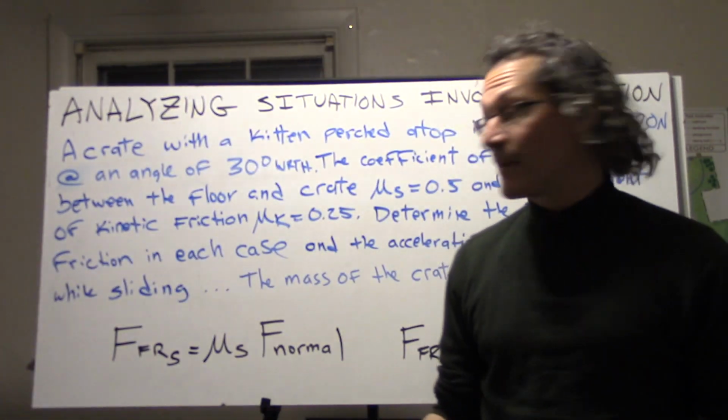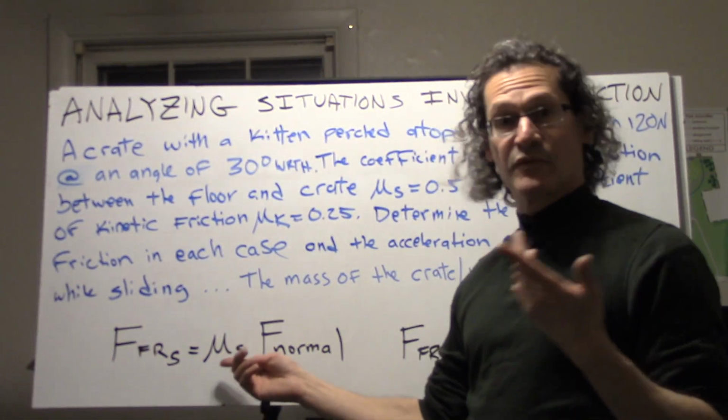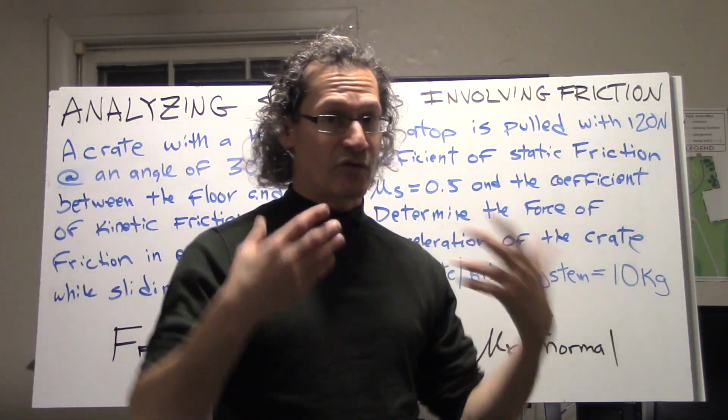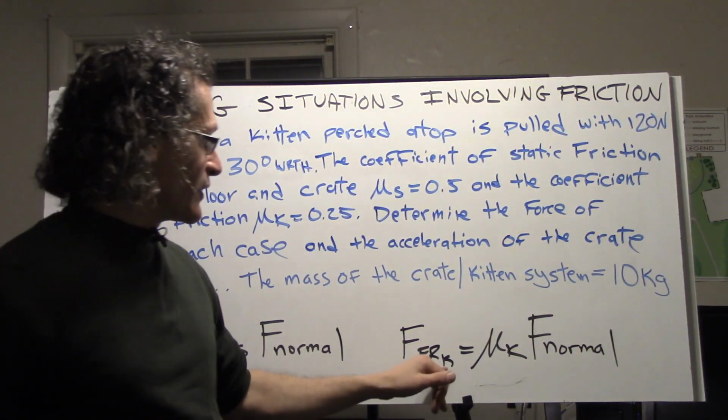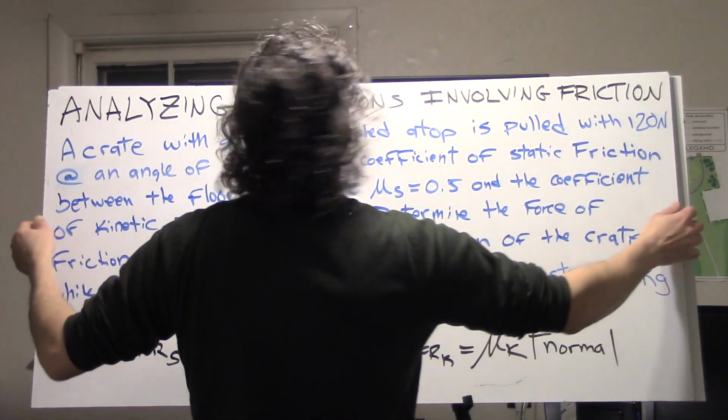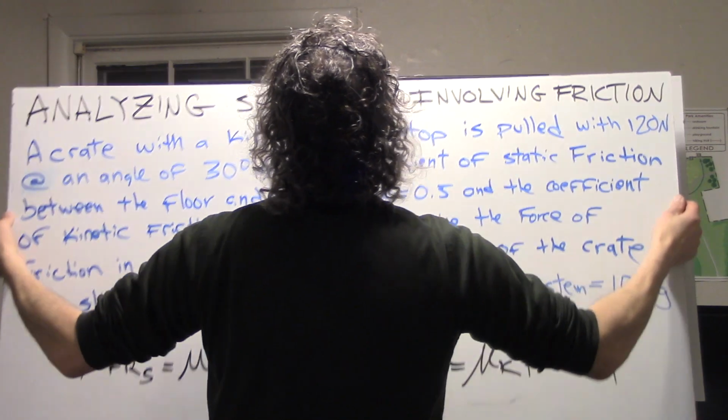Our relationships are the same. Force of friction static equals mu static times force normal. Totally the same. We'll just have to address that angle. Force of friction kinetic is mu kinetic times force normal. Again, same deal, but we have to take care of that angle.